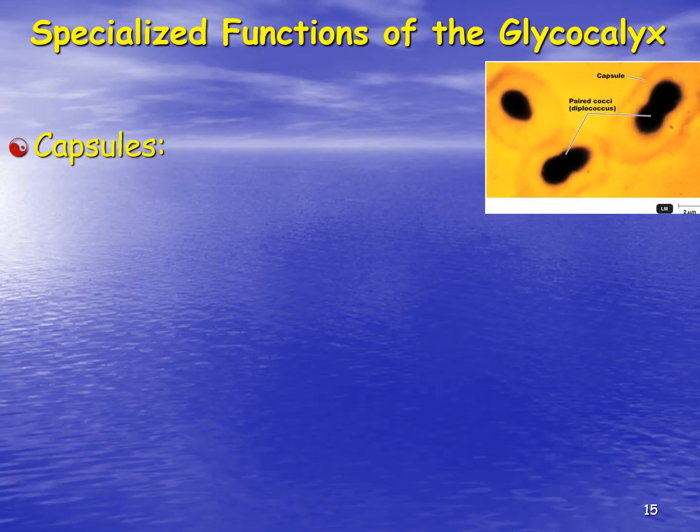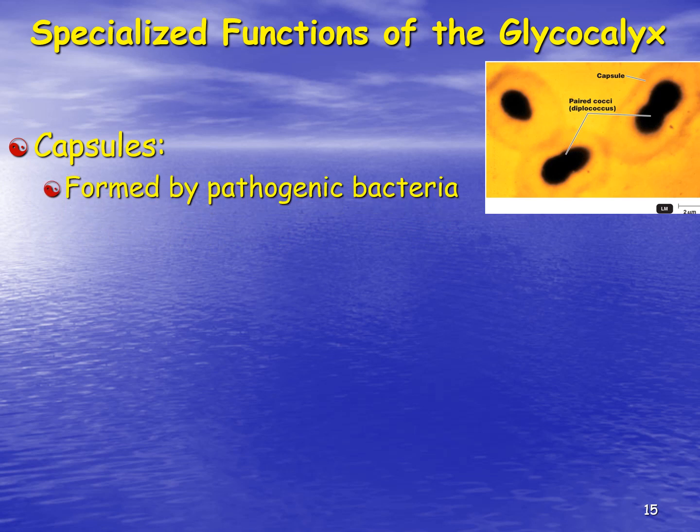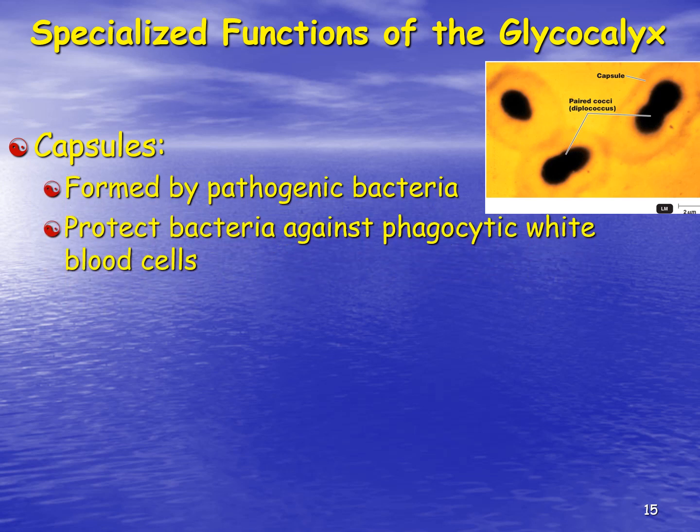Specialized functions of the glycocalyx. The capsules actually are very important for those cells that can form them, because they are formed by most pathogenic bacteria, and it protects the bacteria against the phagocytic white blood cells of the immune response. Basically, what this capsule does, it's kind of like an invisibility cloak for the immune system, so that the immune system can't see this particular bacterium, so therefore it is hidden from immune response.